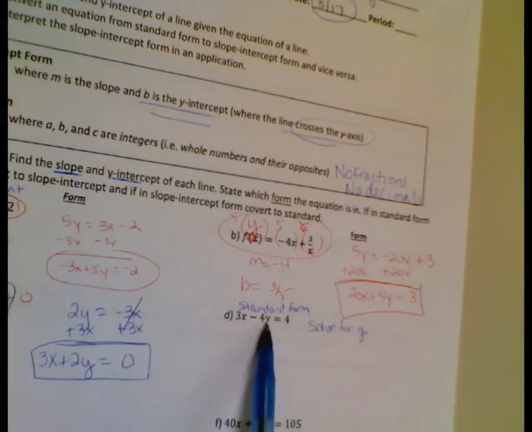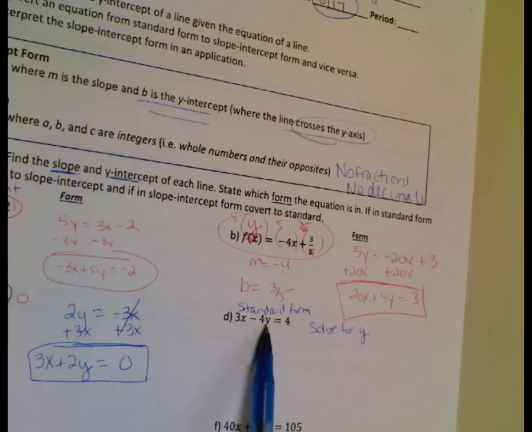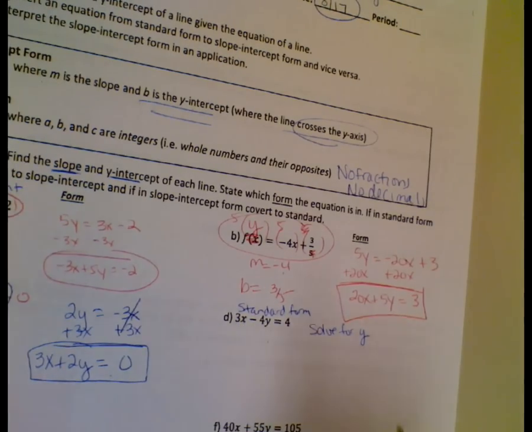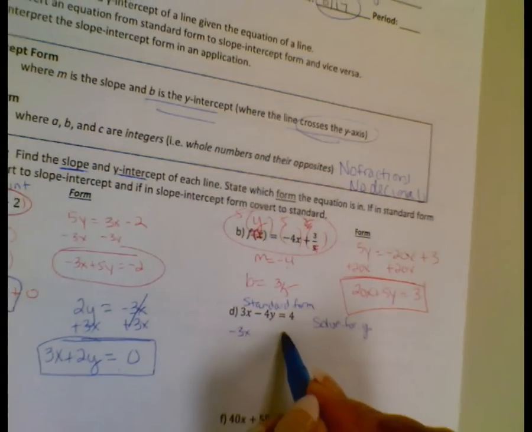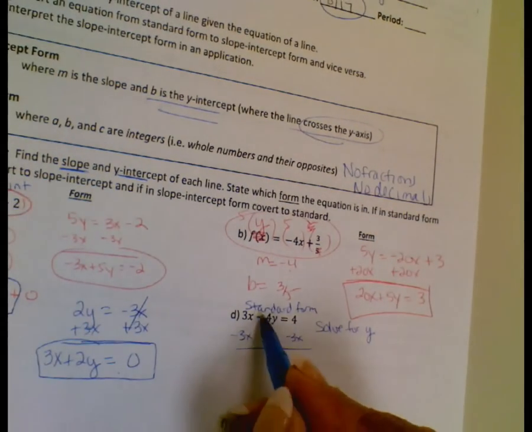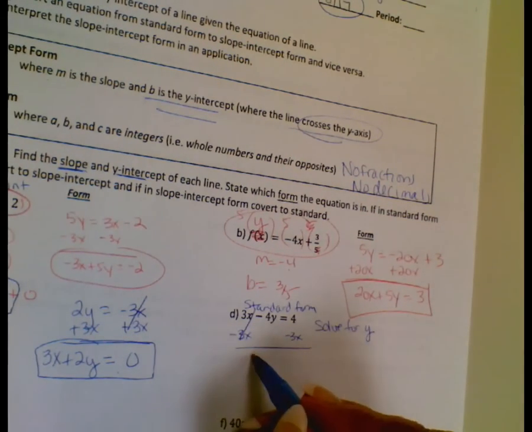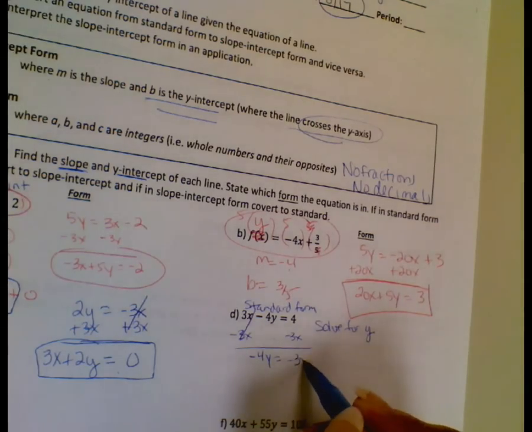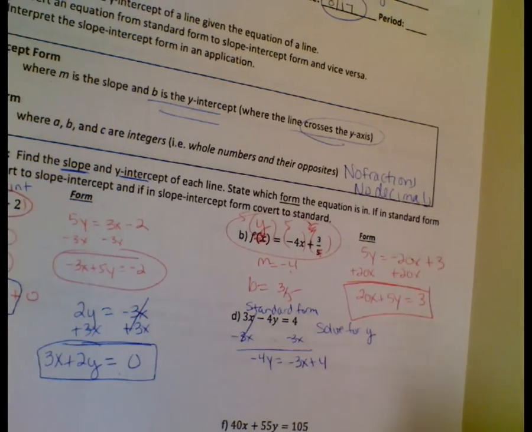So what would I like to do to get y by itself? I want to get it by itself, which means we need to get rid of this 3x term. So we're going to subtract the whole 3x term from the other side. So carry down that subtraction. I like to write the x term first. So it's negative 3x plus 4.